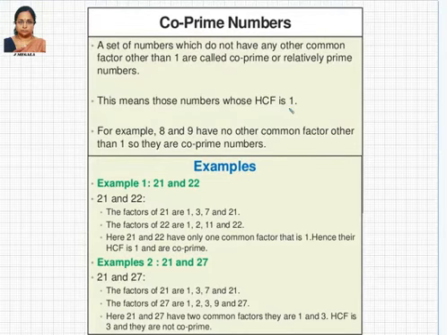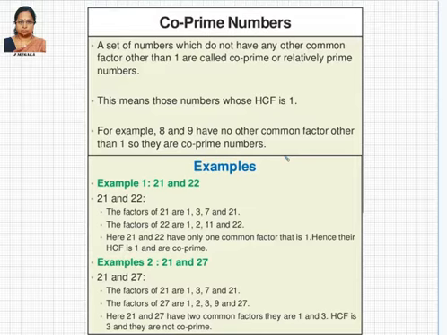And now coprimes. So coprime, what do you mean by coprime? So coprime is nothing but a set of numbers which do not have any other common factor other than 1 are called coprime or relative prime. So it can be considered in both the ways, both the same meaning. This means those numbers whose HCF is 1. So for example, 8 and 9 have no other common factor other than 1. So 8 and 9 or any consecutive numbers, when you consider, they are co-prime to each other.